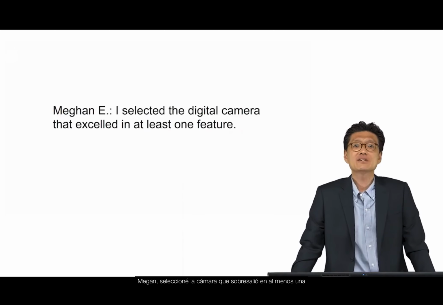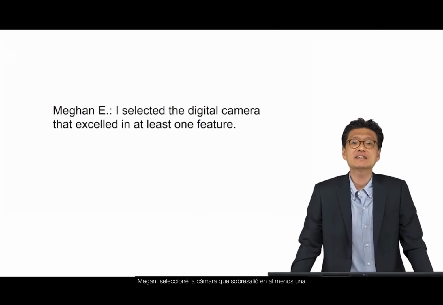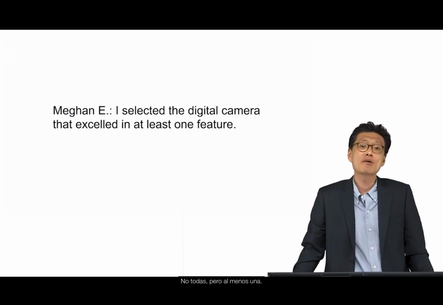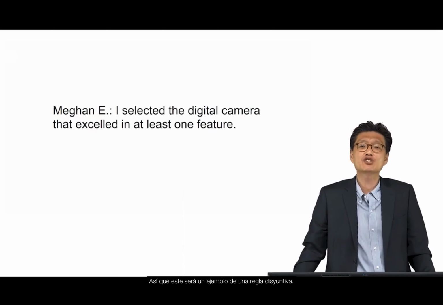Megan: I selected the digital camera that excelled in at least one feature. Not all, but at least one. So this would be an example of a disjunctive rule.